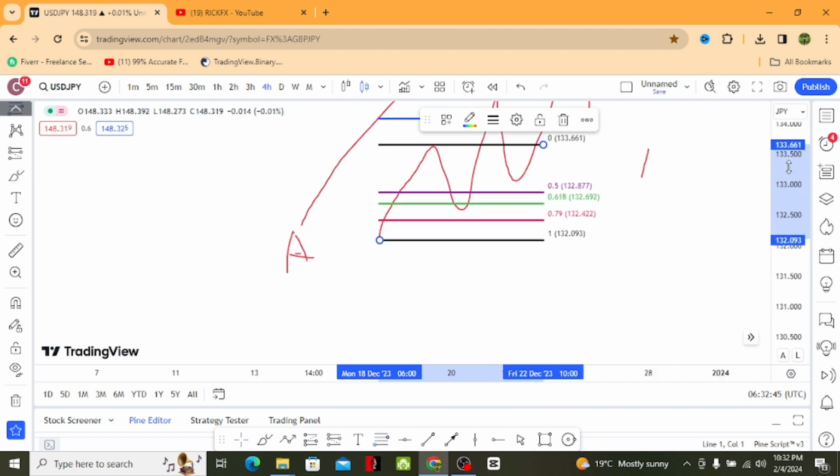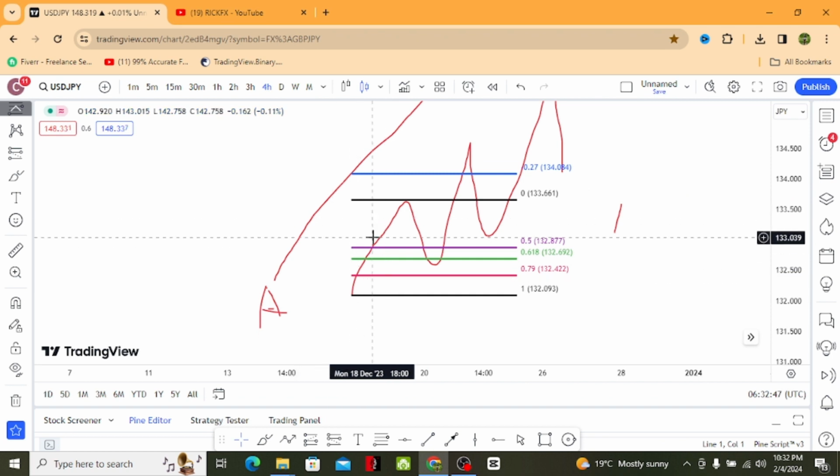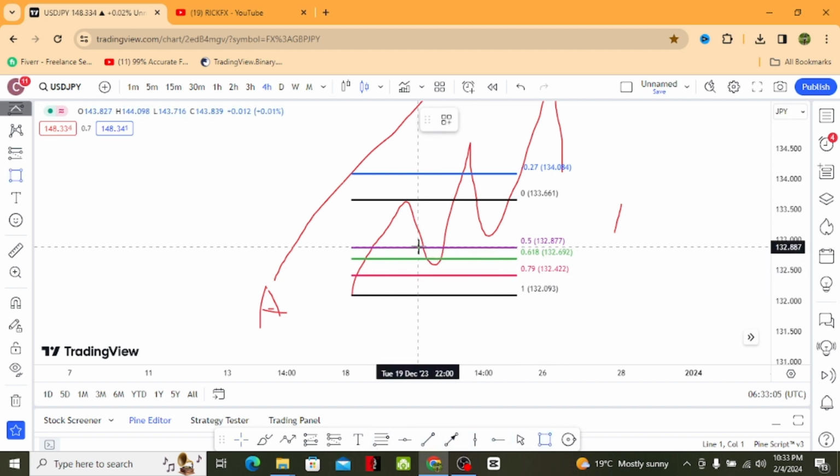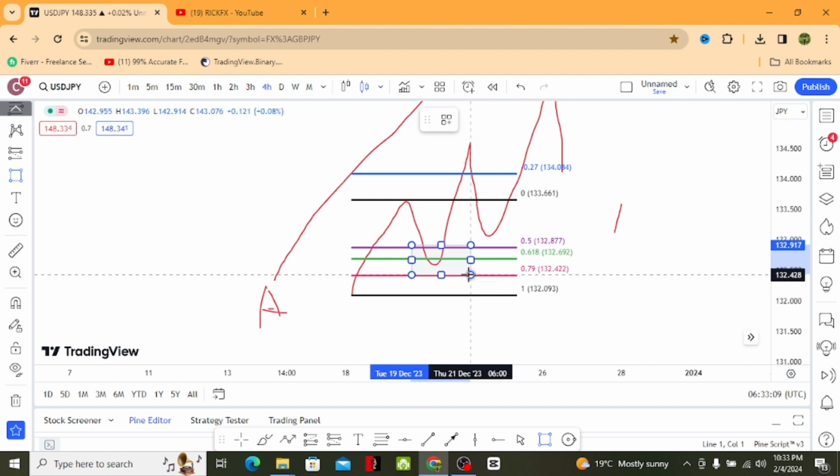and you wait for price to get to either the 0.5 retracement, the 0.618, or the 0.79. These are my key points. These are the areas I look for trade. Okay, these zones are the points that I will be looking for to take a buy trade.